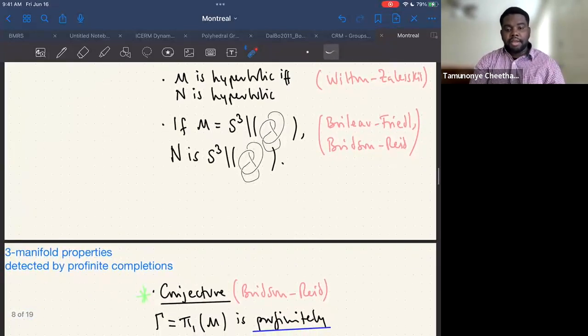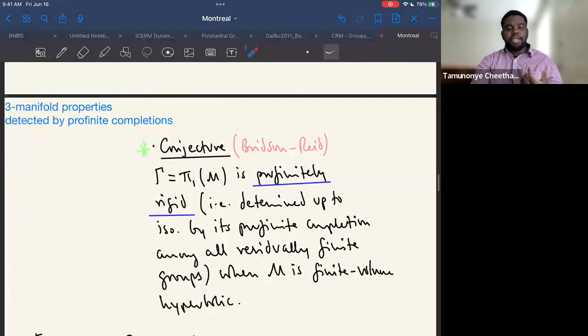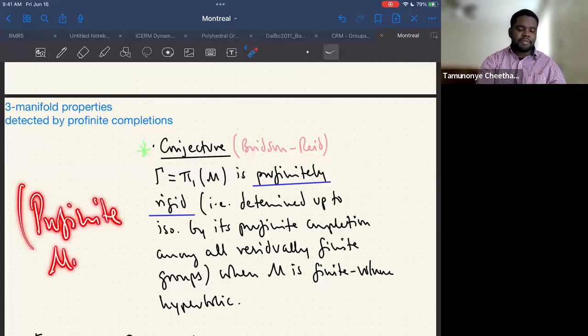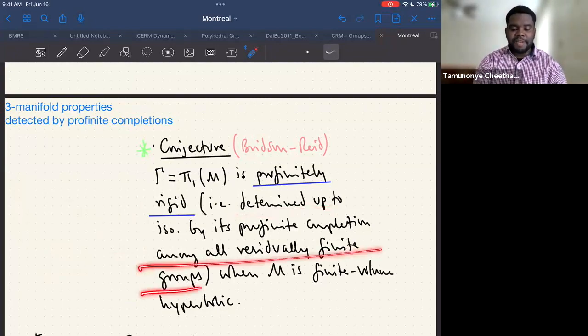So it's a conjecture that when you have a finite volume hyperbolic three manifold, the profinite completion determines the manifold. It's like Liu was saying, think of it as a kind of profinite monster of rigidity, right? And not just among all three manifolds, but even among all residually finite groups. And it's a very strong conjecture.